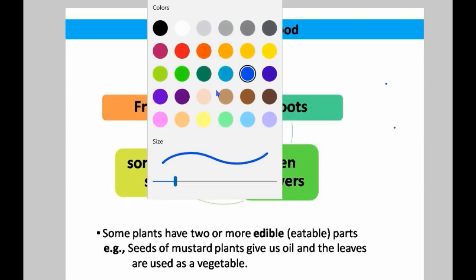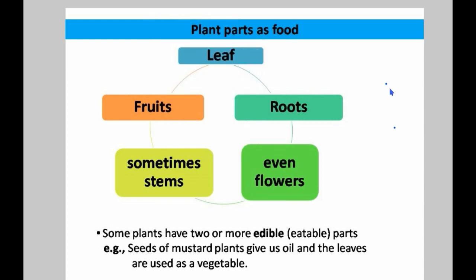So after completing that, let's move on to the edible parts. Edible means, I have already told you, eatable. Now here are the parts we eat as food. Like first part is leaf. Yes, we do eat leaf of the plants, like spinach. Spinach is a very good example of that, right?